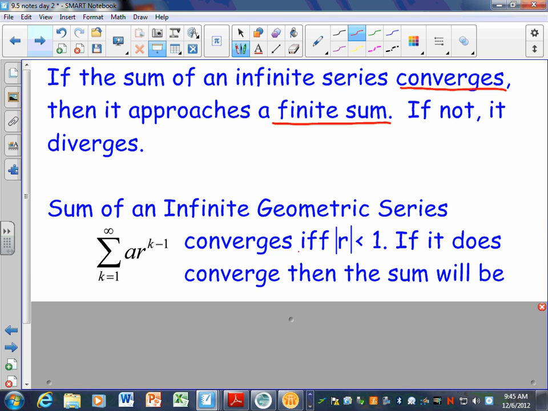This means if and only if. That's a little math lingo. So if you want to write that out, that's if and only if. I guess I could give you the sum.